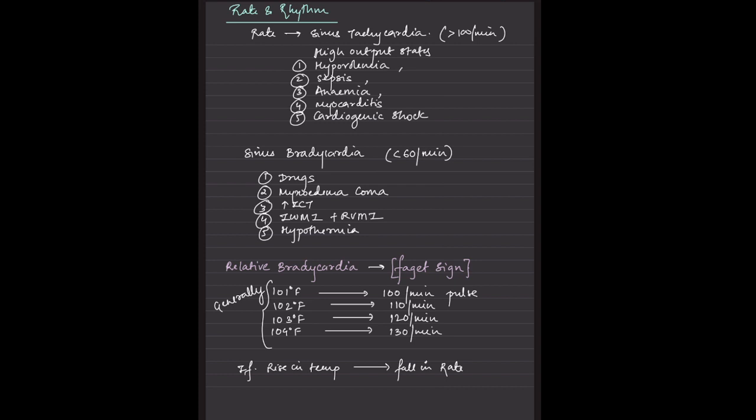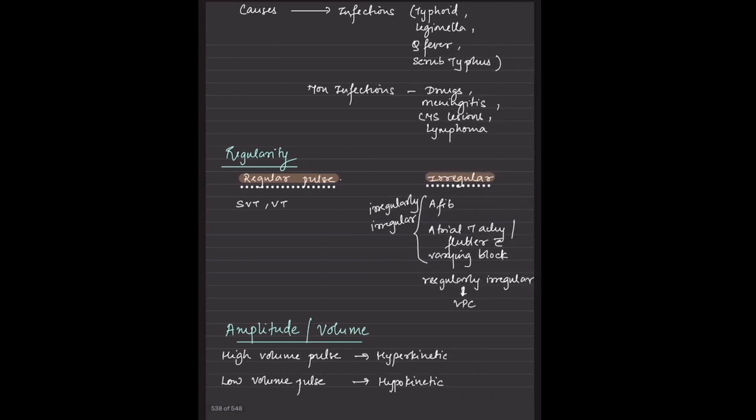If we consider Faget's sign, at a temperature of 101 degrees Fahrenheit the pulse is 100 per minute, with 102 it is 110, with 103 it is 120, with 104 it is 130. The causes are typhoid, Legionella, Q fever, scrub typhus, and other infectious causes, as well as CNS manifestations like meningitis, lesions, lymphoma, and drugs.